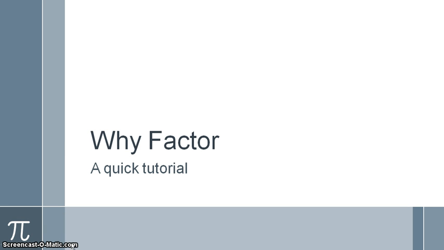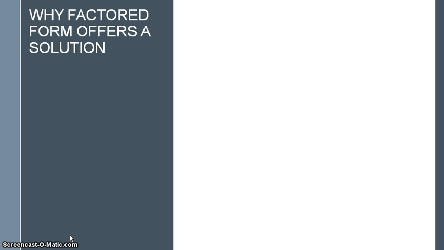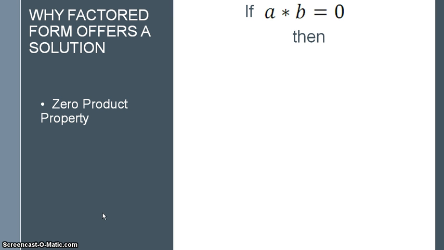Why factor a quadratic function? Let's take a look. So the factored form of a quadratic function offers a solution because of the zero product property. If you have a statement that says a times b equals 0, then three things are true.